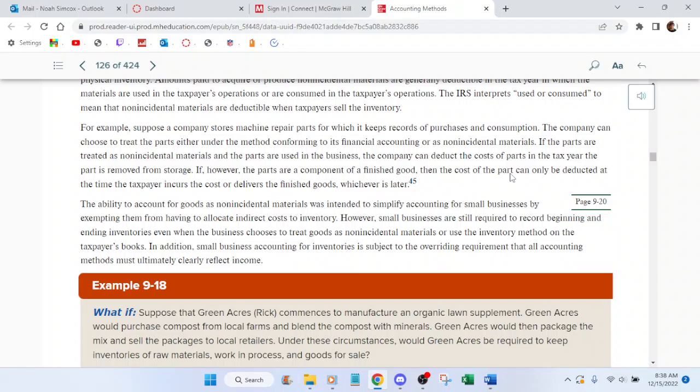Suppose that Green Acres commences to manufacture an organic lawn supplement.